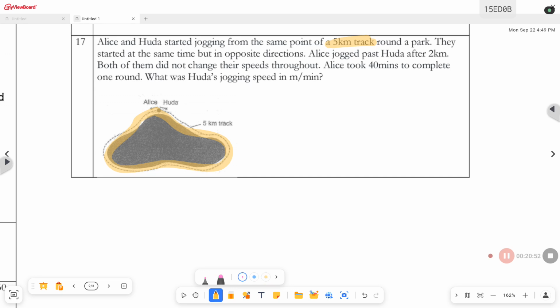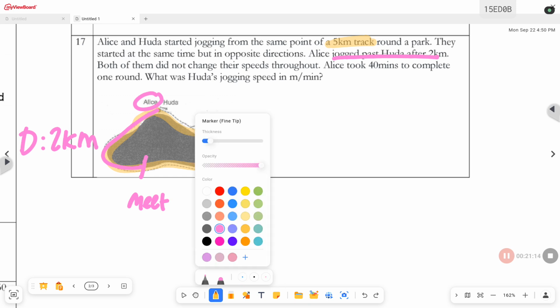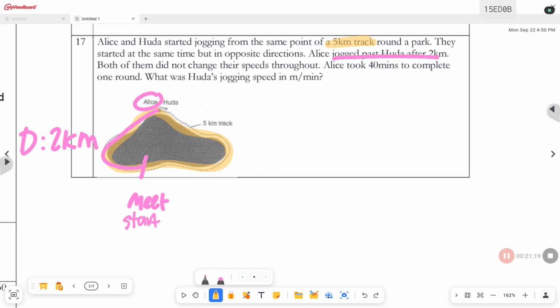So we have Alice right here. Alice jogged past Huda after 2 km, means from here to here, the distance is 2 km. So Alice has a distance of 2 km and this is where she meets Huda. And remember, whenever I tell you guys that they meet, what does meet mean? Meet means I start and end at the same time, right?